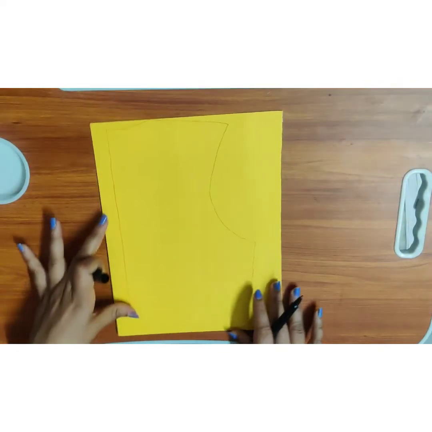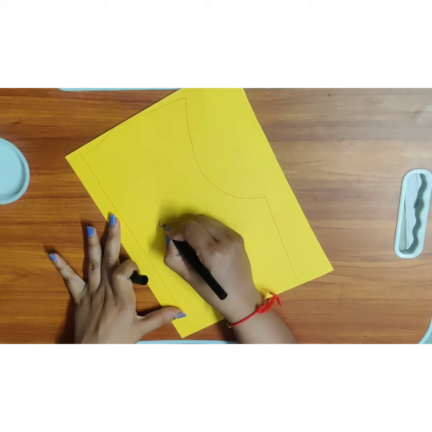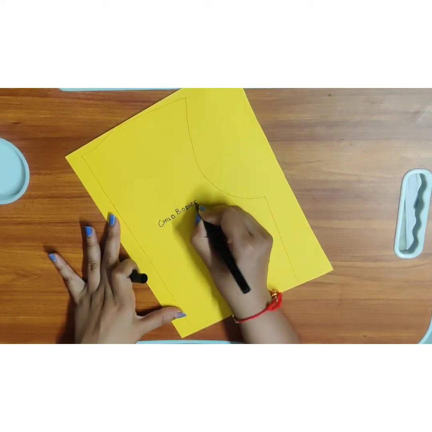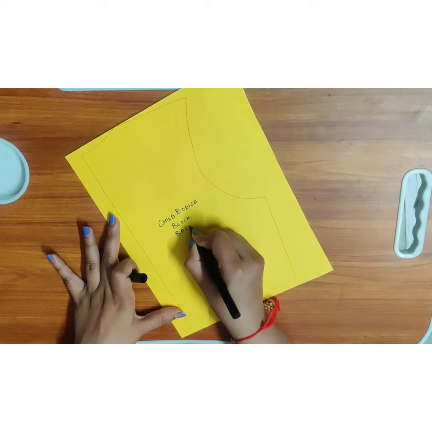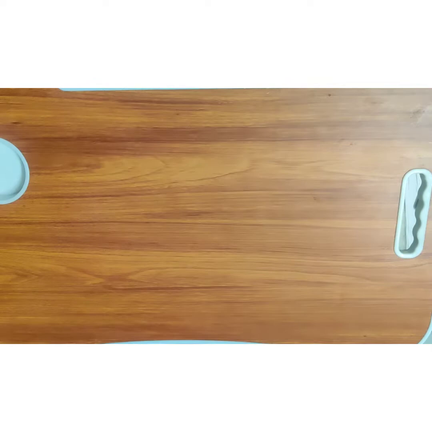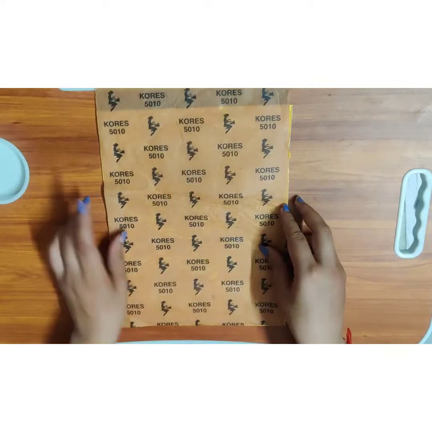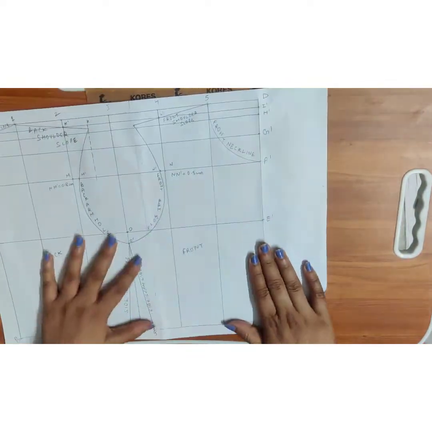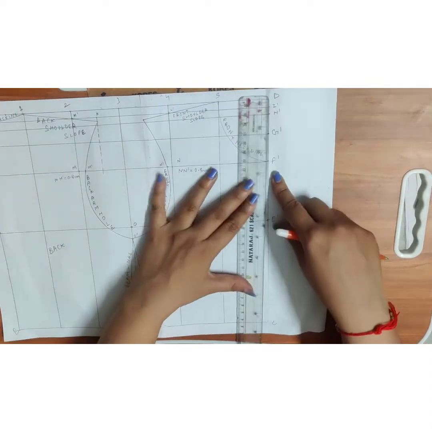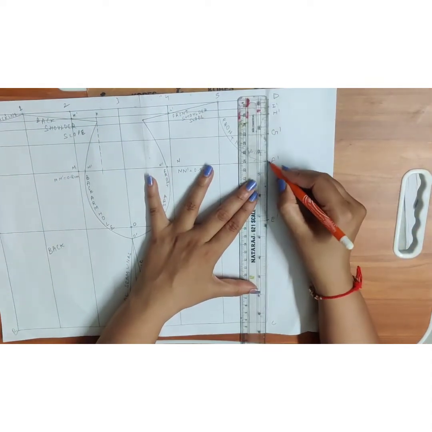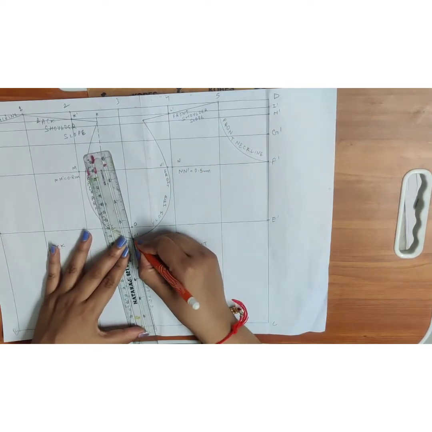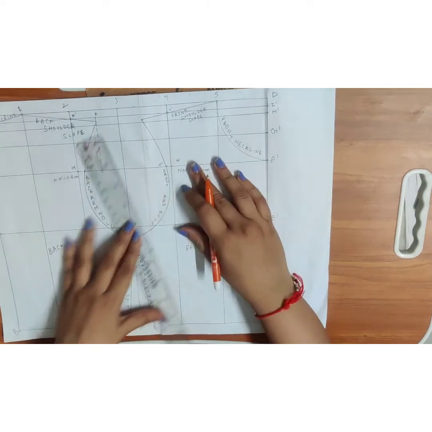So we are done with the tracing of the child bodice block back. Let us write the same. Similarly, we will trace the front of the bodice block. Here I am using a scale to trace it. So it is quite easy to trace this with the help of a scale.